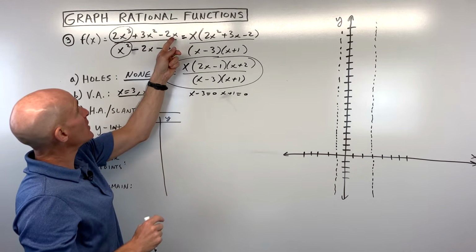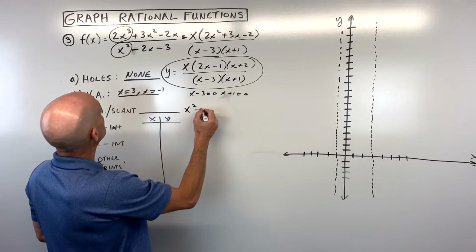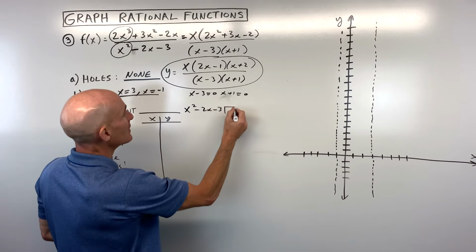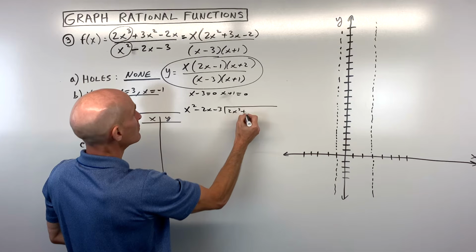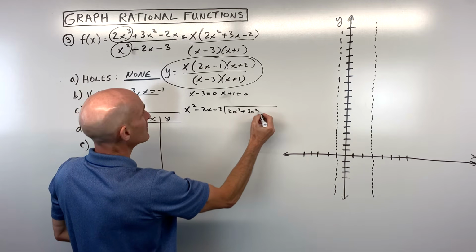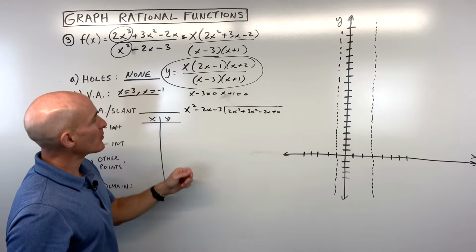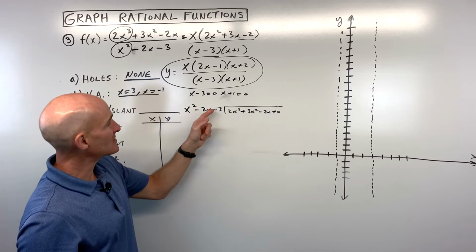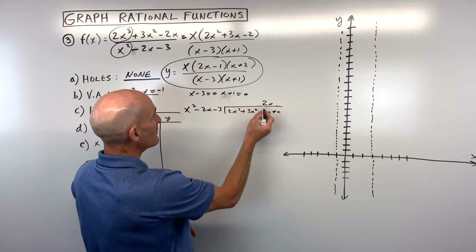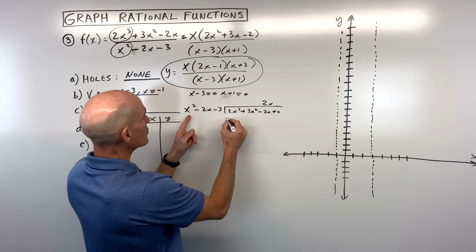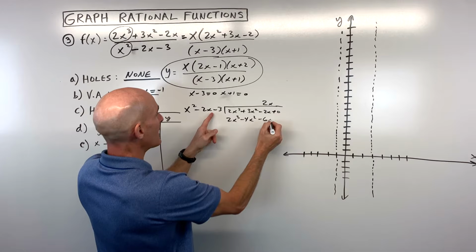So I'm going to take the numerator divided by the denominator. So we're saying how many times does x squared minus 2x minus 3 go into 2x cubed plus 3x squared minus 2x plus 0. Okay, so you probably learned this before, polynomial long division. How many times does x squared go into 2x cubed? That's going to be 2x times. I'm going to distribute the 2x to all three of these terms. That's going to give us 2x cubed minus 4x squared minus 6x.